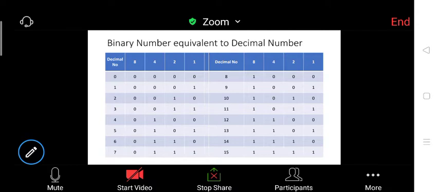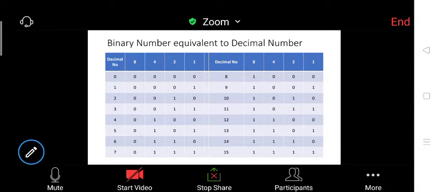So this is a table which represents decimal numbers and their corresponding binary numbers. This table contains the values from 0 to 15. To represent 0 to 15, we require only a 4-bit binary number. Why 4?